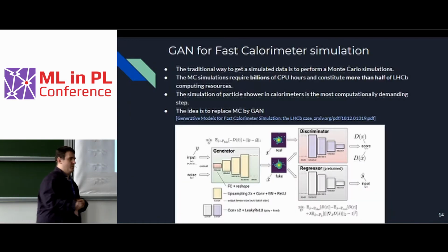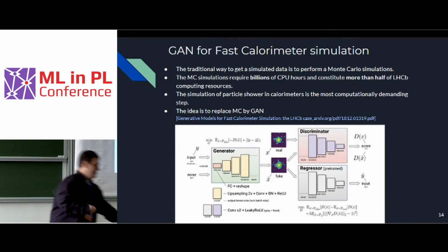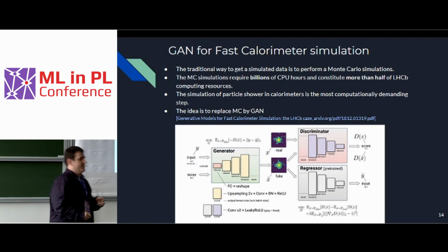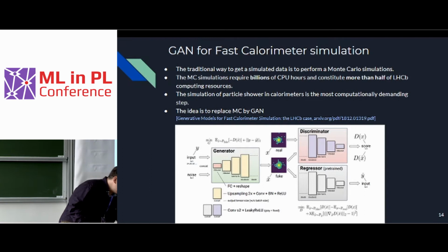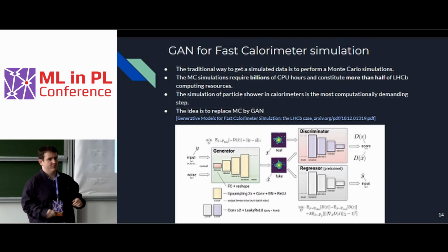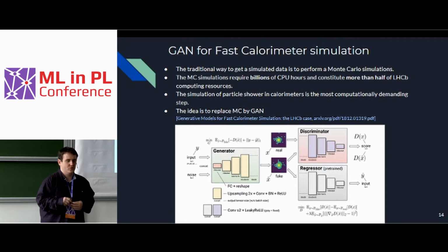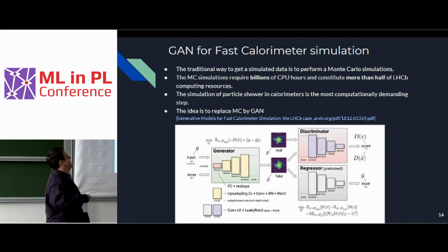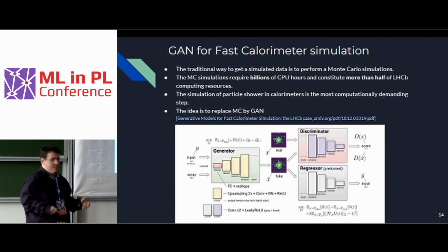Okay, so why am I talking about the GANs? We, as the LHCb collaboration, also decided to use GANs for fast calorimeter simulation. In high-energy physics, we love Monte Carlo because we use it to compare the data that we are collecting with the theoretical prediction. But the problem is that Monte Carlo simulation requires billions of CPU hours and constitutes more than half of the LHCb computing resources, which cost like $1 billion, francs or euros or dollars.